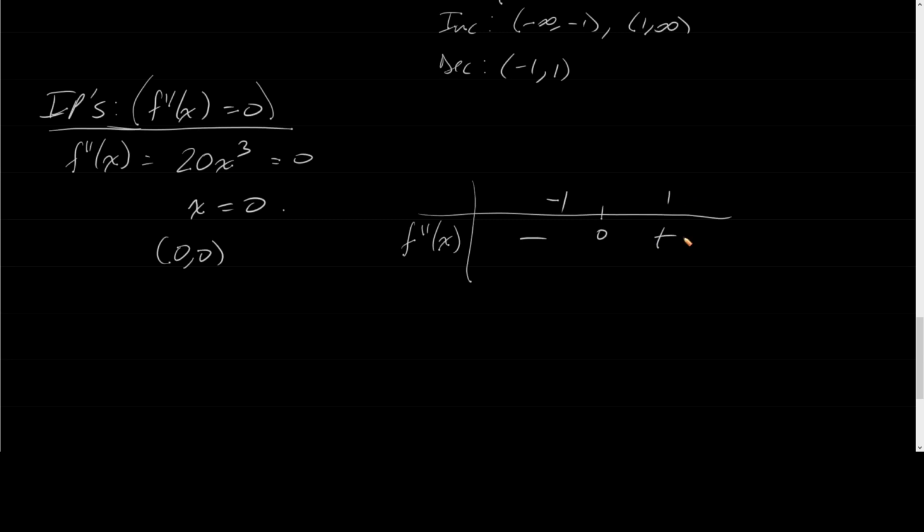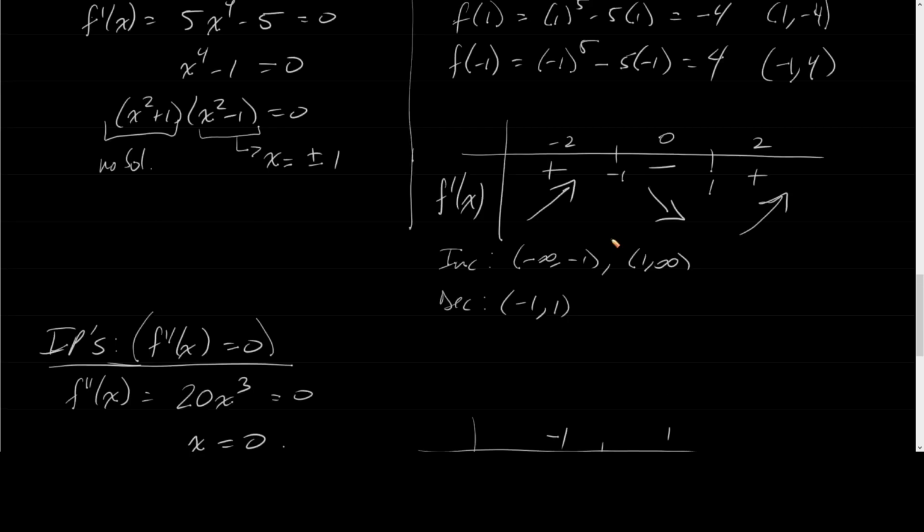So now we've got a lot of information here. We've got that the concavity changes here. We've got the information about increasing, decreasing. I should also mention that this is going to be a relative max, because it went from increasing to decreasing. And this is going to be a relative min, because it went from decreasing to increasing.